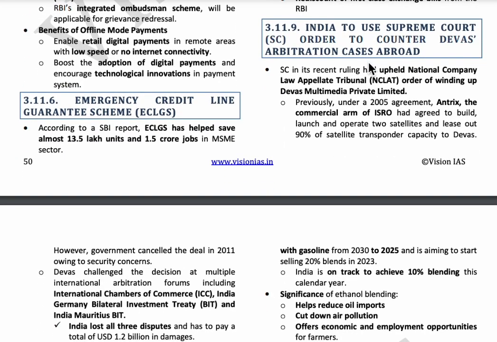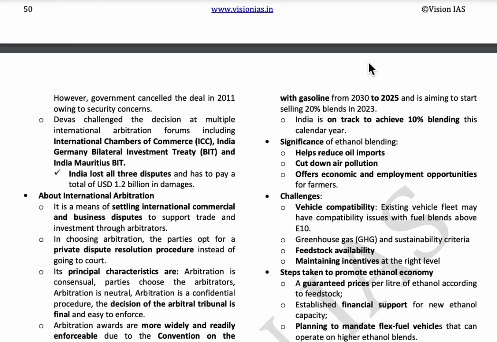The next topic is India to use Supreme Court's order to counter Devas' arbitration case abroad. So in this case, the main topic to learn is international arbitration. So international arbitration means if there are any disputes between trade or investment or businesses at the international level, then this international arbitration will solve those problems.